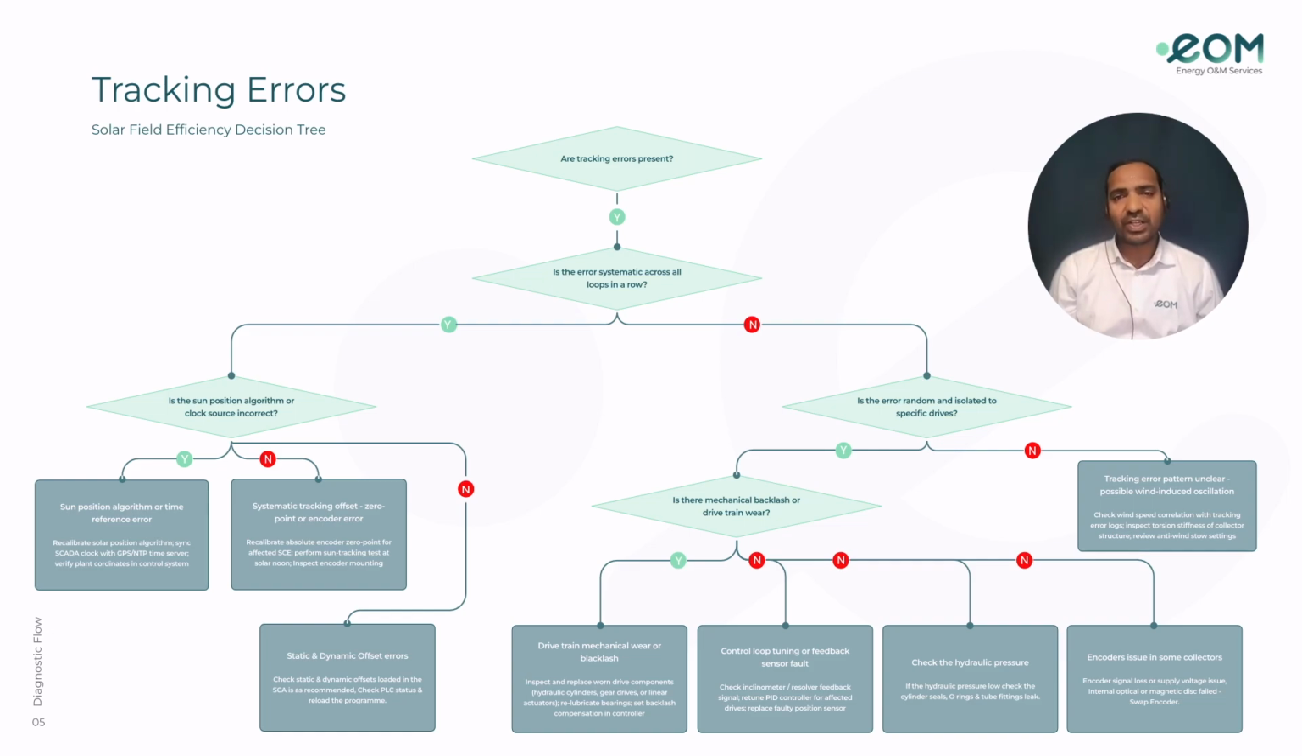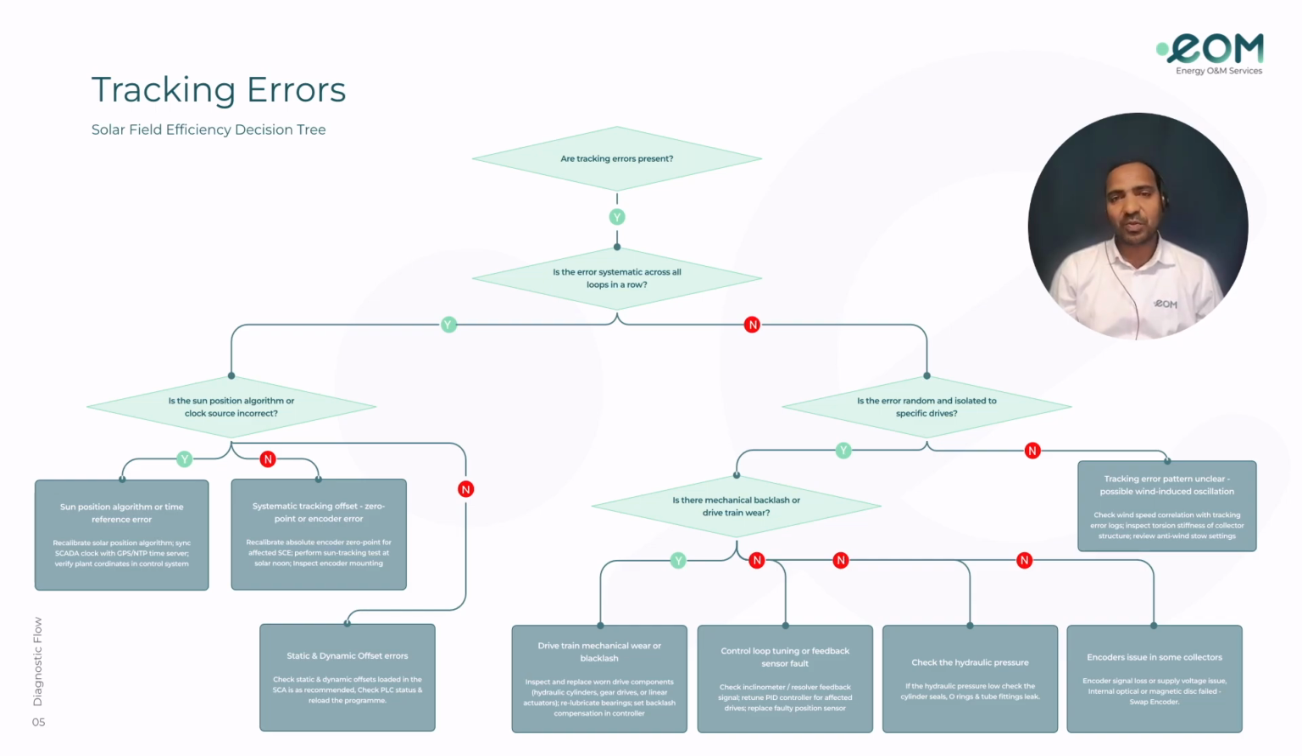If the timing logic is incorrect, the next likely cause is encoder offset or incorrect 0 point calibration. This is why solar noon alignment testing is commonly used to verify tracking accuracy. Static and dynamic offset values should also be checked carefully within the control system.